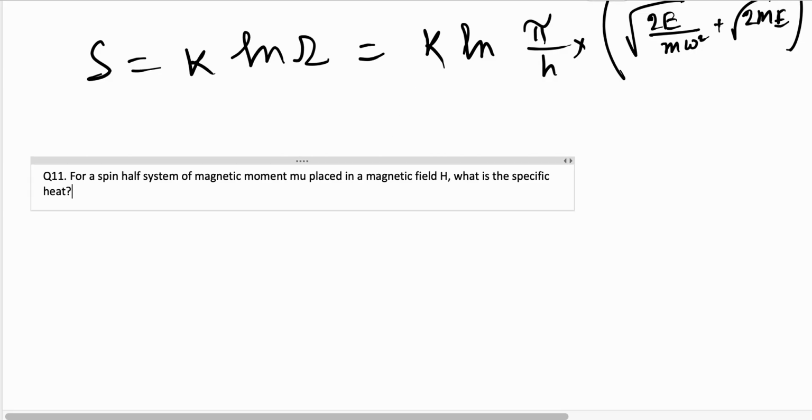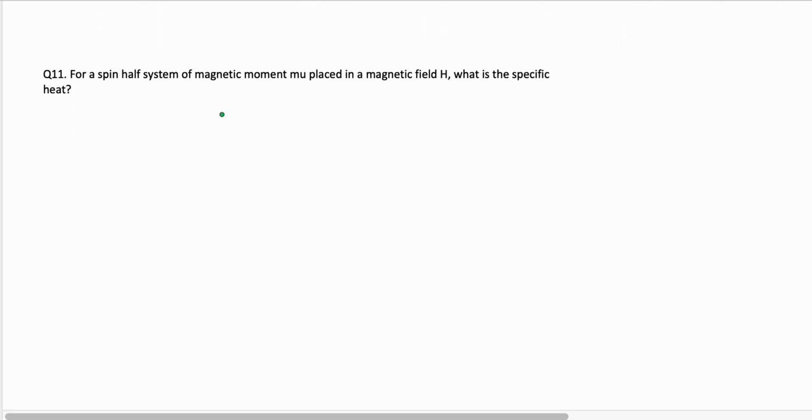Here it is asked: for a spin half system, magnetic moment mu placed in a magnetic field H, what is the specific heat? Right. So we know that we have to write the Hamiltonian.